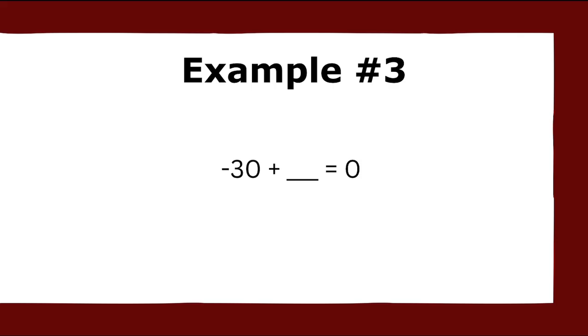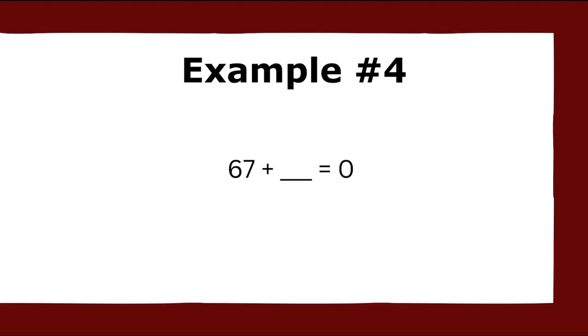Going on to my third example, I have negative 30 plus what gets me 0. Already I see that negative, so I know the opposite of that would be positive, and I know that I have 30, so I'm just going to plug in that 30 and make sure it's positive. So negative 30 plus positive 30 gets me 0.